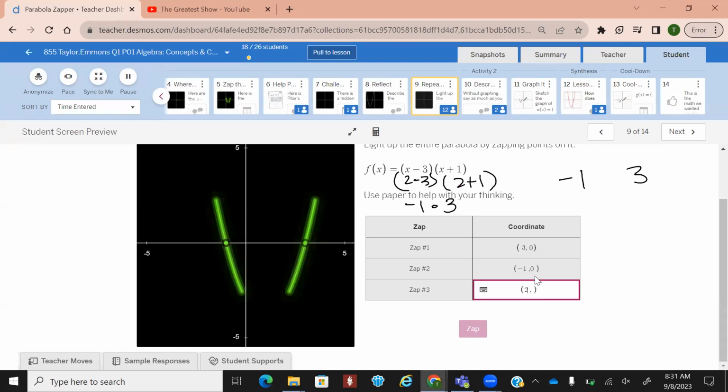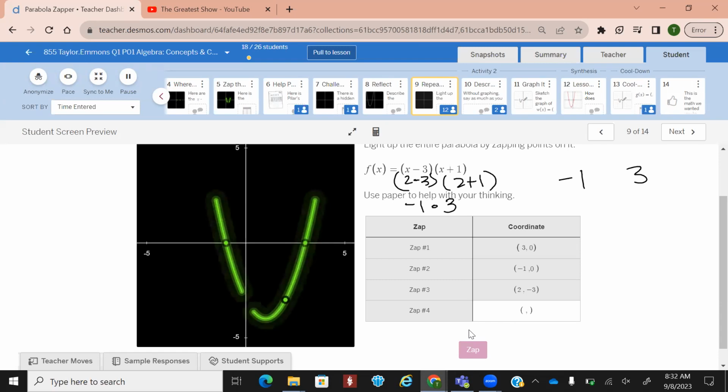Again, you could use Desmos on here. But, was that the vertex? The vertex is in between. Okay, so let's try this again. Was it this point right here that I found? No. So what is in between -1 and 3? Halfway between.